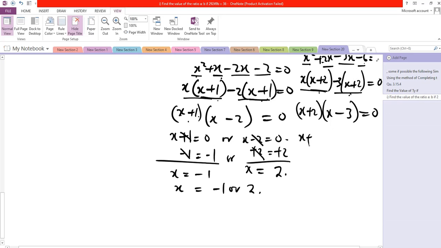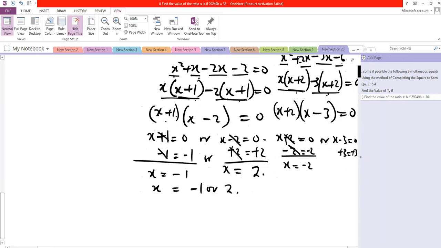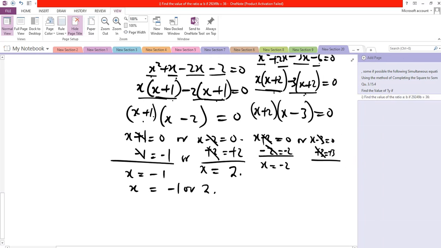So that means x plus 2 is equal to 0, or x minus 3 is equal to 0. If you add minus 2 to both sides for this one, this will cancel out this. You have x equal to minus 2. If you add plus 3 to both sides, this one will cancel out this. You're left with x equal to 3. So for this one, you have x equal to minus 2 or 3.